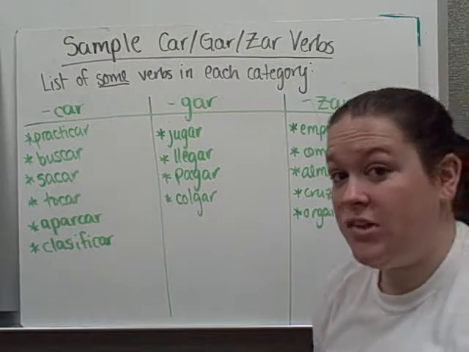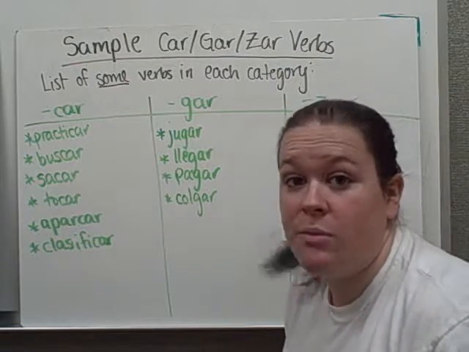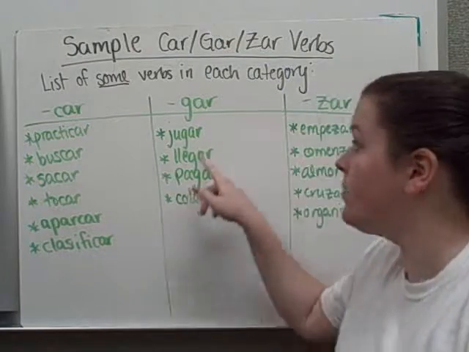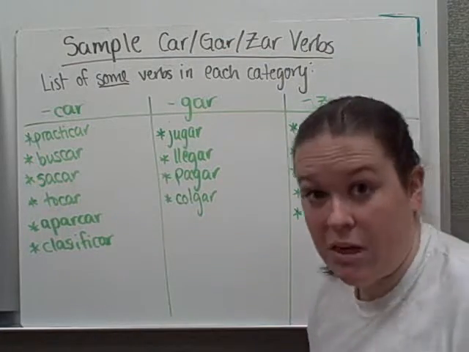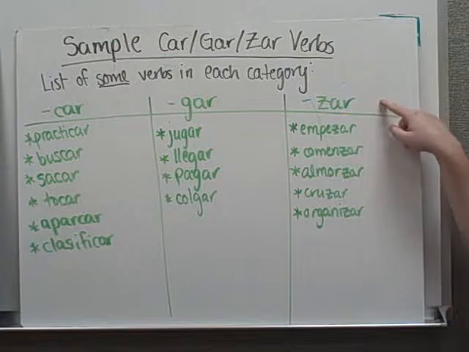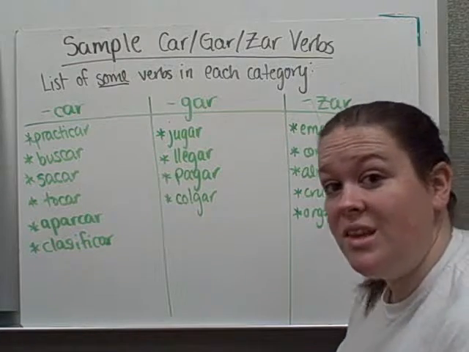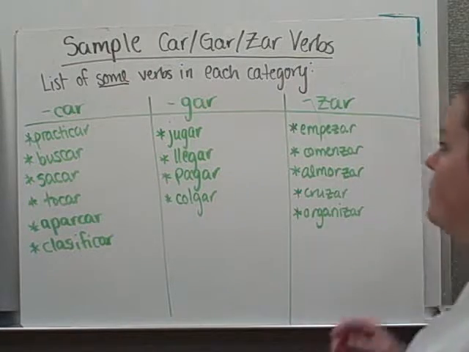All right, this is not an exhaustive list, but these are some examples of car verbs, so verbs that end in car, gar verbs, verbs that end in gar, and verbs that end in zar. So you can copy those down. It's, again, not an exhaustive list, but some of the more frequently used ones that we use. If you don't know any of these, make sure you look them up.